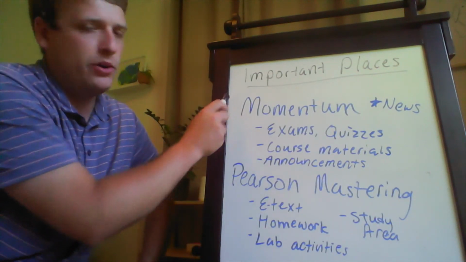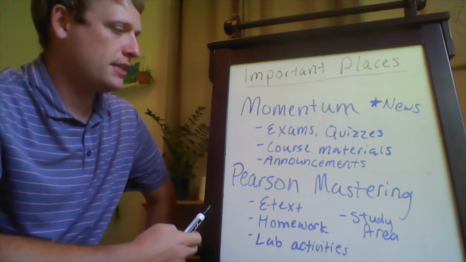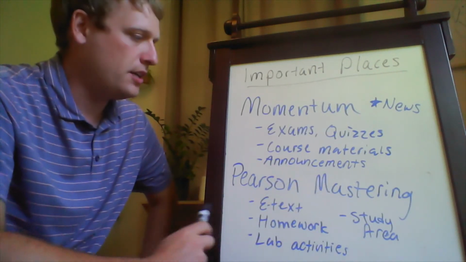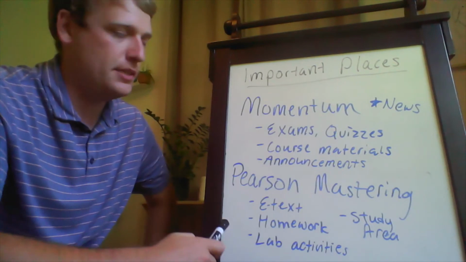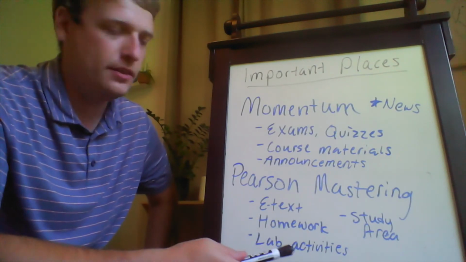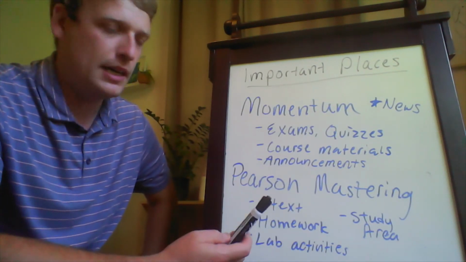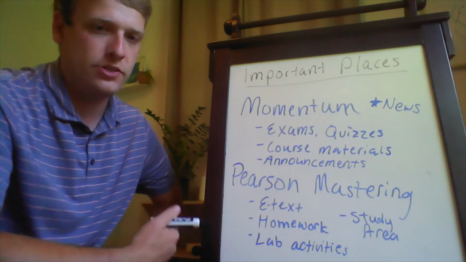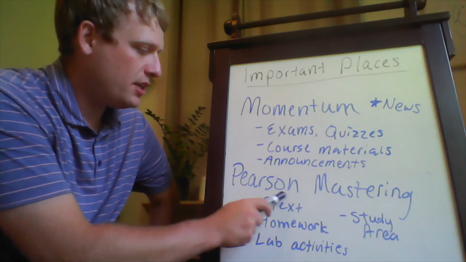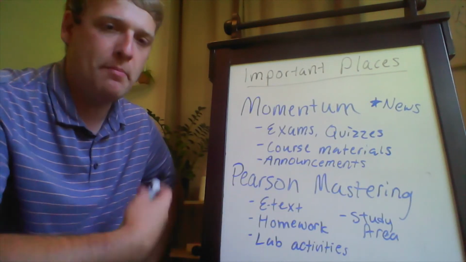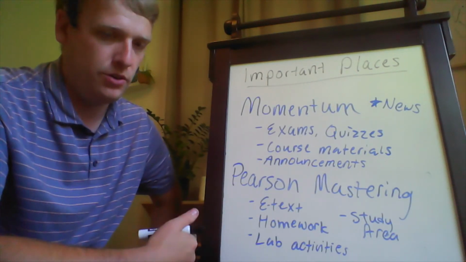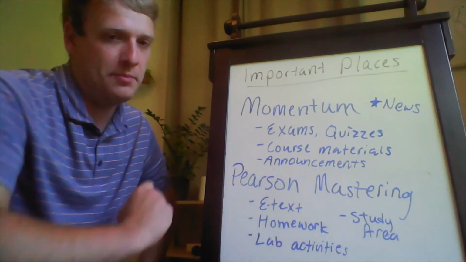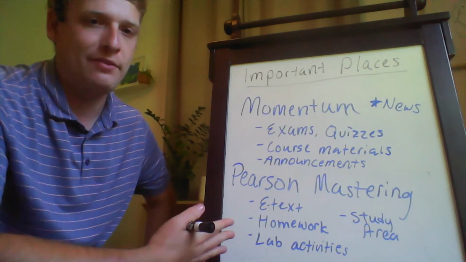So the other component aside from Momentum that's going to be really important is Pearson Mastering. The long name is Mastering Anatomy and Physiology. And as the name implies, this is going to be a platform that's designed to help you master the content. Pearson is the company that publishes the book that we use, and they're the ones who designed this Mastering Anatomy and Physiology web platform.